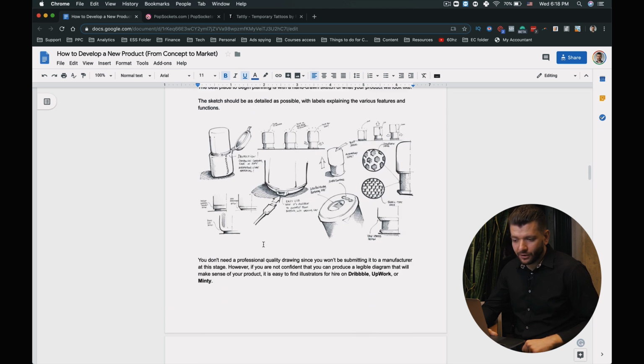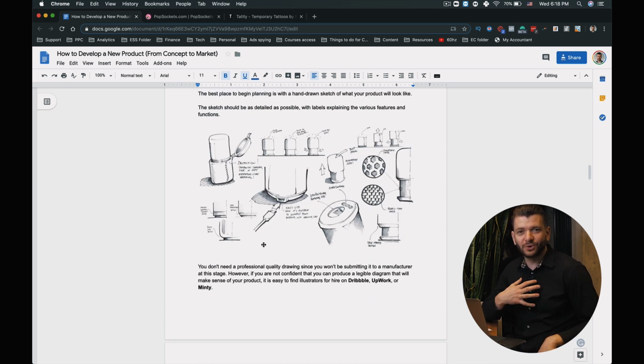And if you're not good at drawing, I'm not good at drawing, you can find people on Dribbble, Upwork, or Minty, and they will do these illustrations and sketches for you if you just explain exactly what you want to see. That's kind of your initial blueprint. It starts on paper, and then it turns into reality.